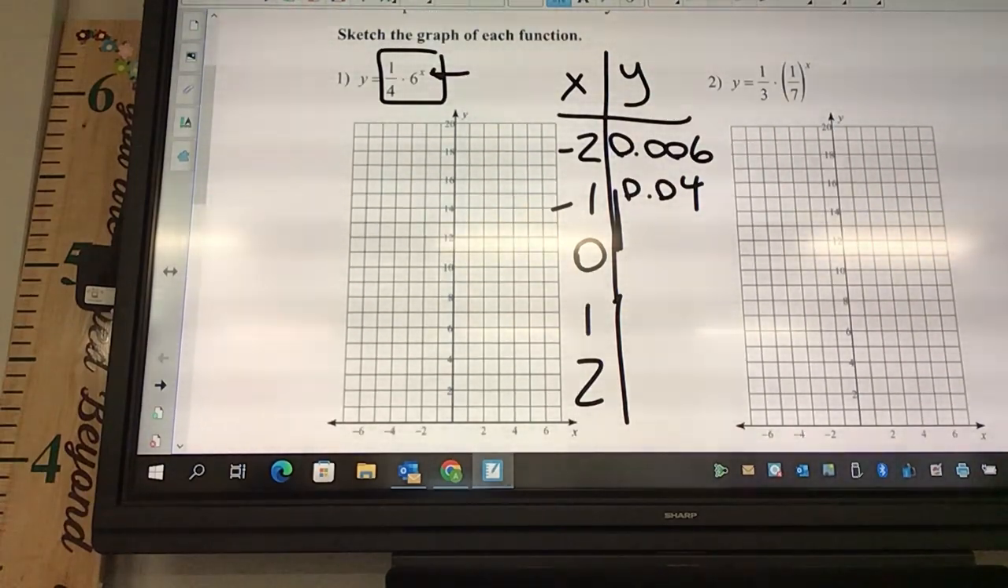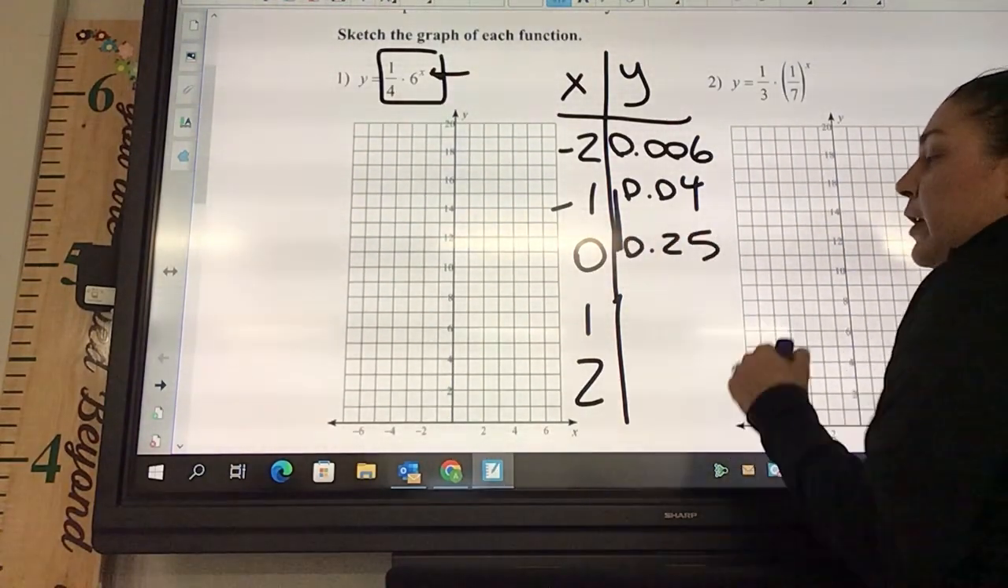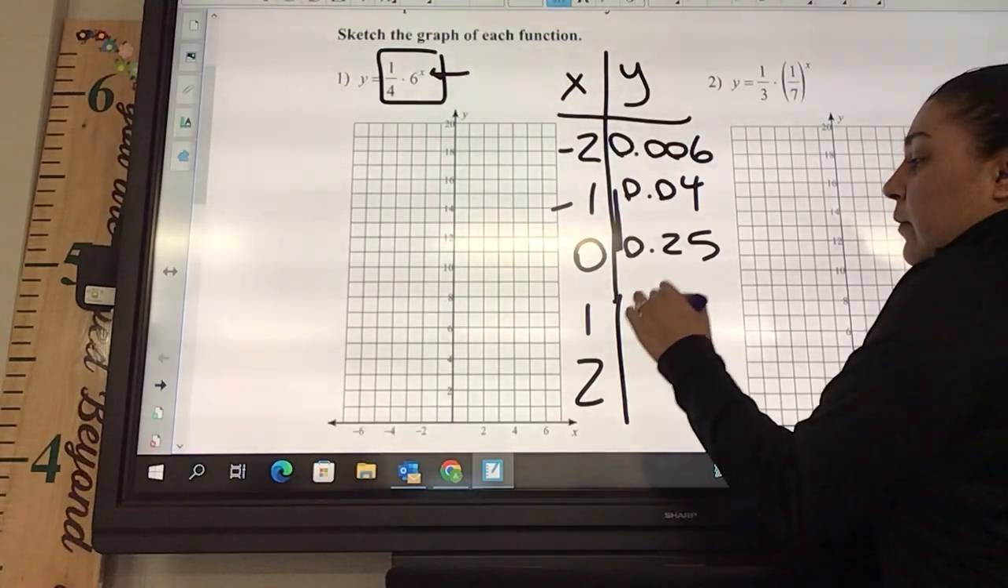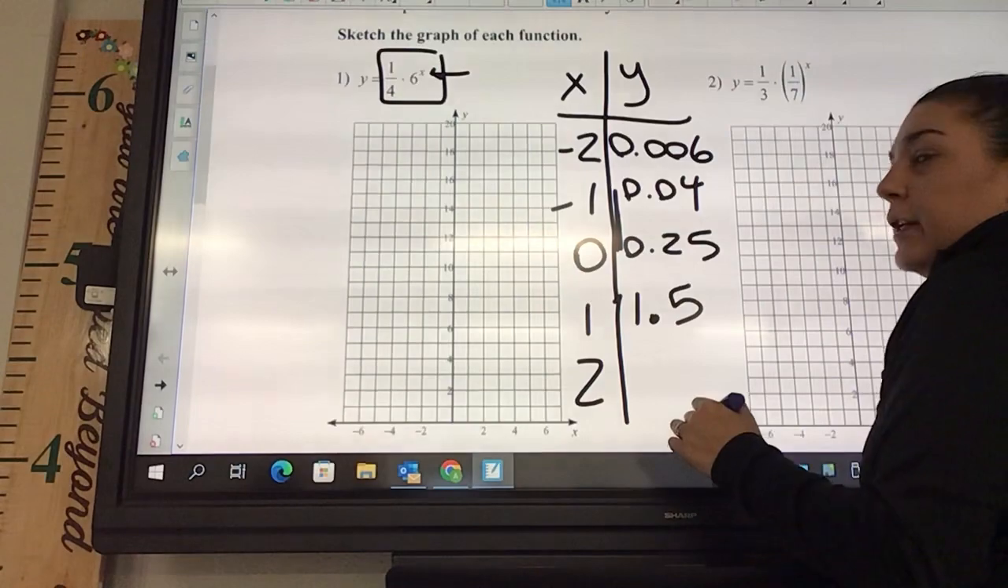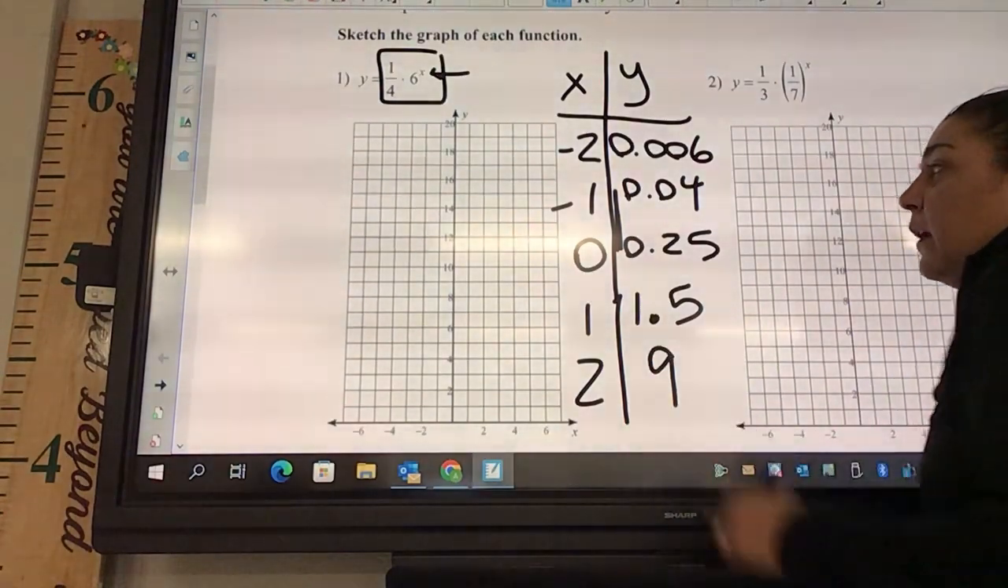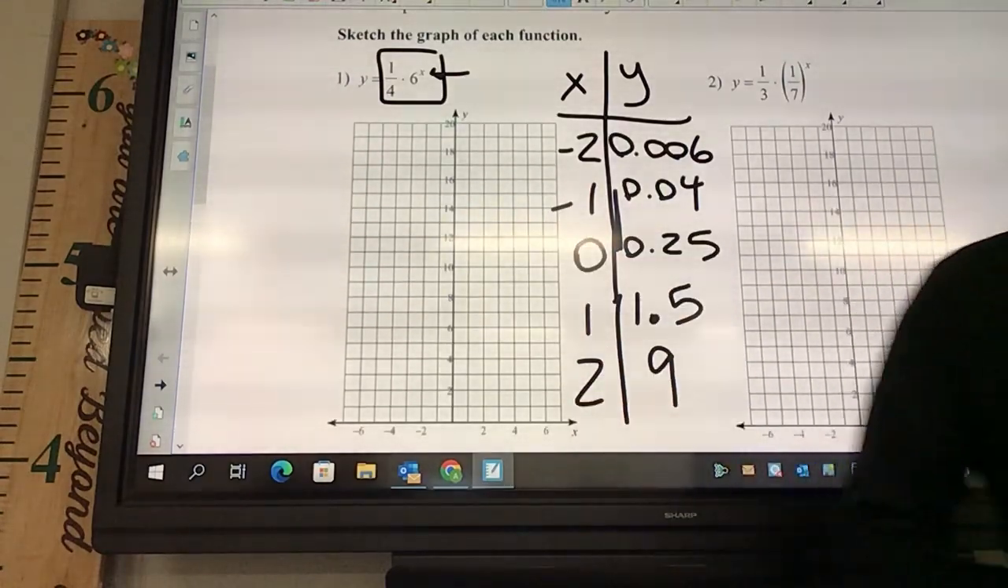What'd you get for 0? 0.25. And for 1, 1.5. Yeah, right, so 1.5. Good. And then 2, 9. Is it the same numbers? Yes, that's what I meant, it's the same numbers.